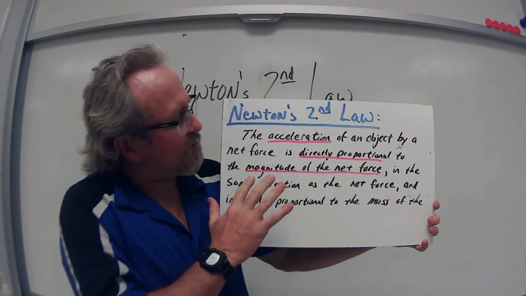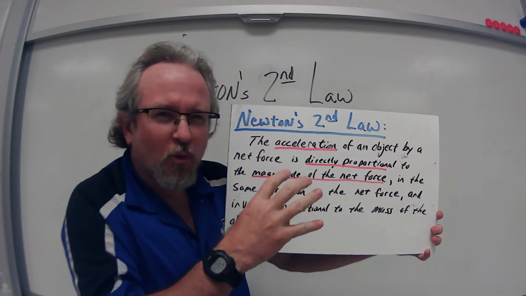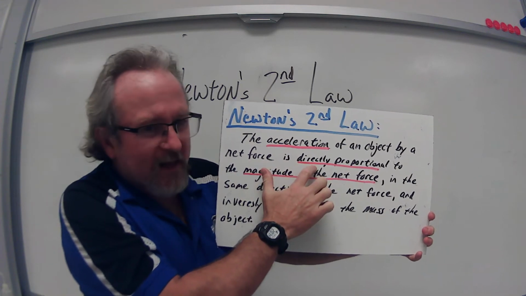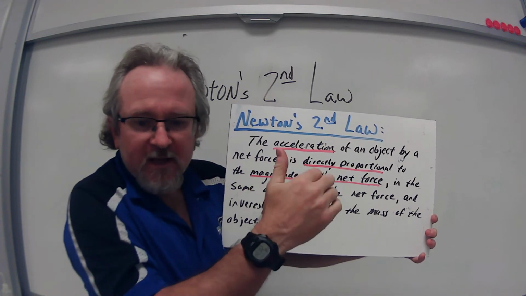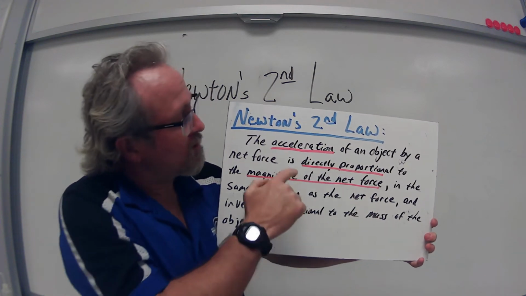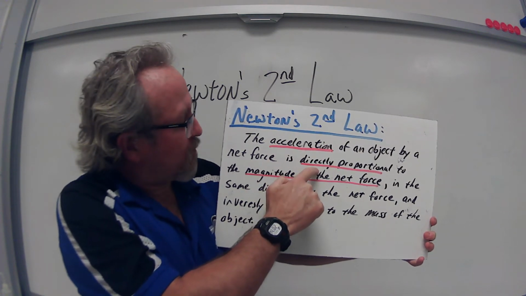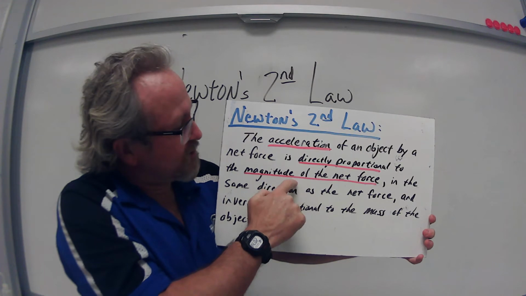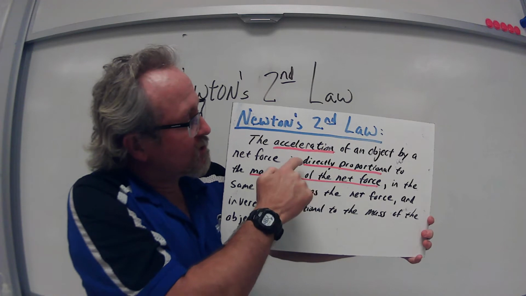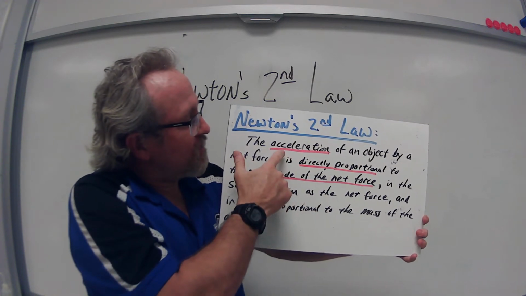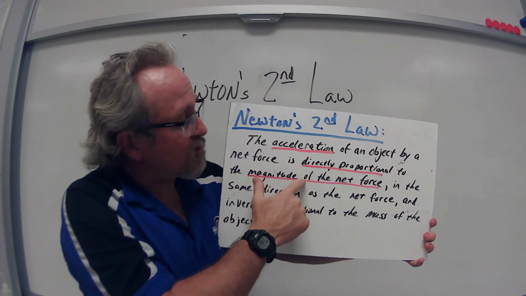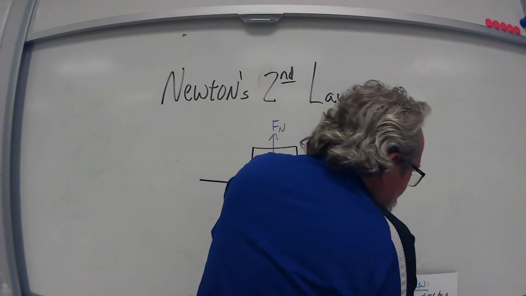So let's look at this first part first. I've got to highlight some stuff. Take out some of the words, make it a little bit easier to grasp. So we're talking about acceleration is directly proportional. In other words, as one gets bigger, the other gets bigger, or as one gets smaller, the other gets smaller. So the acceleration is directly proportional to the magnitude, and that's a fancy word for size, of the net force. So this is basically saying that the acceleration is bigger if the net force is bigger. The acceleration is smaller if the net force is smaller. And that kind of makes sense.